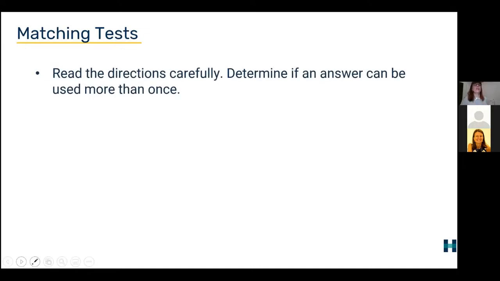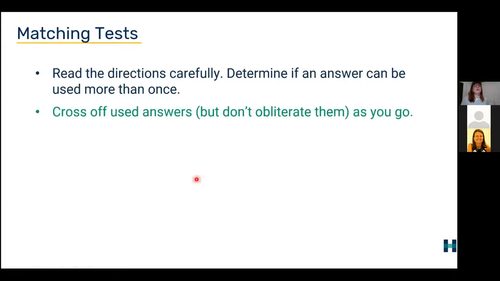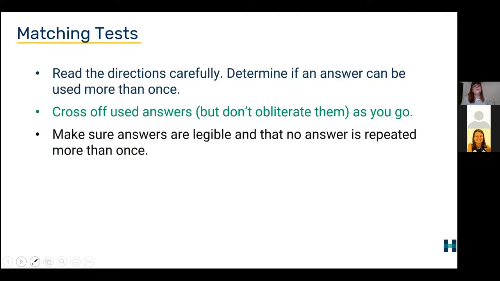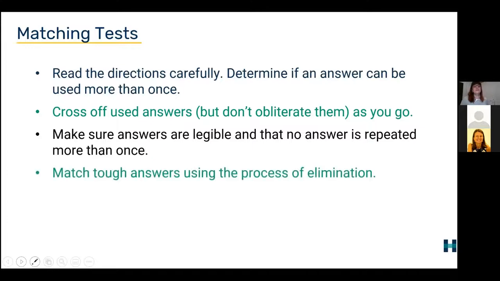So looking at a matching test, read them carefully. And also note there are some tests where you're allowed to use the same answer more than once. Cross out, but don't obliterate, because you might need to come back and correct one of them. Make sure those answers are legible. And if you're not allowed to repeat, don't repeat. I've had tests return that have repeated answers. Match tough answers using process of elimination. Wait until the end. Do the ones you know first.